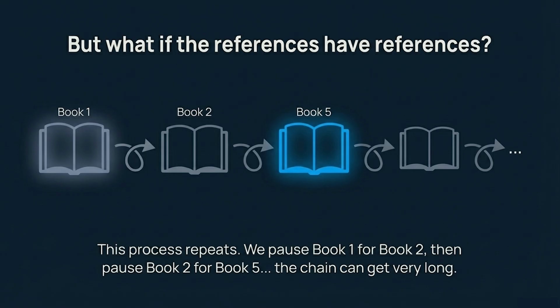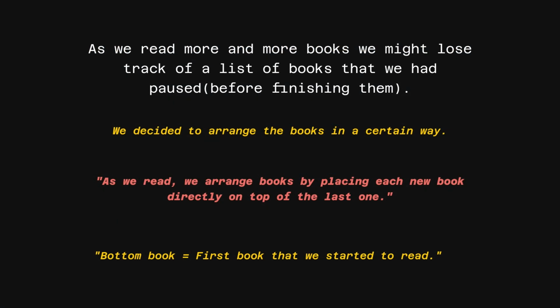This process repeats for each book. We pause to read any reference books, and once those are complete, we finish the original book. We continue the cycle until we've read all the books. There might be tens or hundreds of books that we may have to pause so far to read reference books. How do we know that in each book we're supposed to return upon completion of a book?